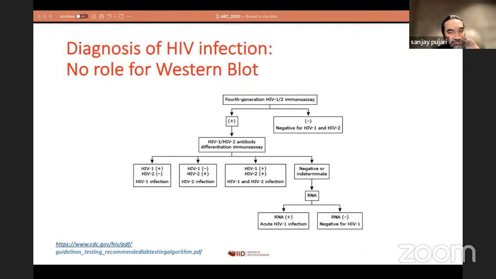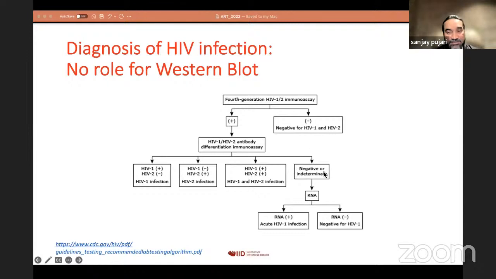So one of the things that has happened over the years is in the diagnostic algorithm of HIV. It's very important to remember that currently there is no role for Western blot. It has not been there for the last decade or so actually, but still Western blot is being done. The screening algorithm starts with the fourth generation ELISA. If it is positive, then you do a rapid ELISA to differentiate between HIV-1 and HIV-2 infection.